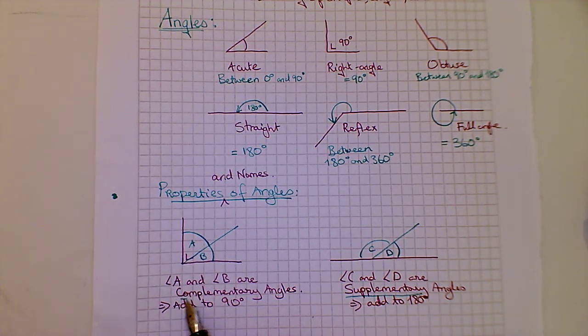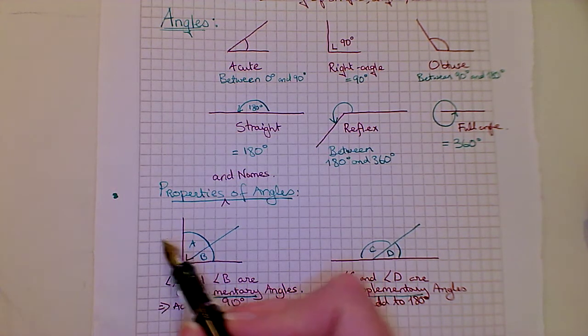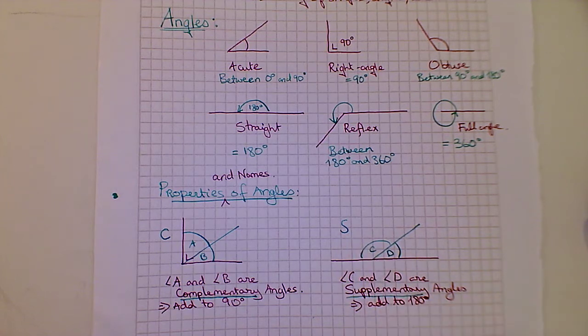And they sound really similar, so it's difficult. The way I remember it is that C comes before S in the alphabet, and 90 comes before 180. I can't think of a better way of remembering it, but you do need to know the difference there.